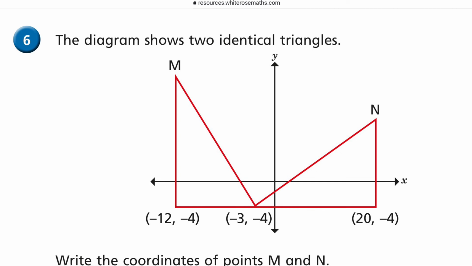The only help I'm going to give you is that you'll know the first coordinate for each pair. M is going to start with a minus 12 because that's how far along it is, and N is going to start with a 20 because that's how far along that is. You've got to find out the height of M and N. Just remember, they're the same triangle but turned on its side. Have a go at that, pause the video, and have a real good think about question number 6 and see if you can give me the coordinates for M and N.